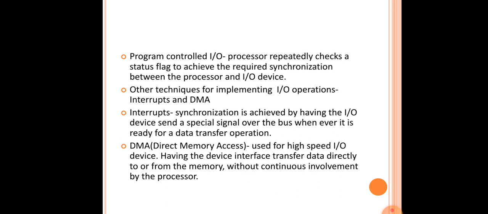And next is DMA. It is direct memory access. It is used for high-speed I/O devices. Here the device interface transfers data directly to or from the memory without the continuous involvement of the processor. These two concepts, that means interrupt and DMA, we can discuss in the next lecture in detail.